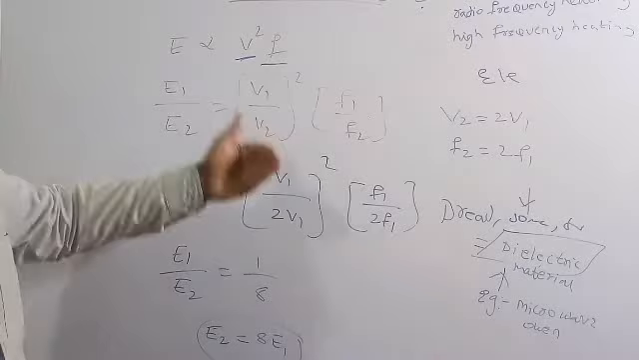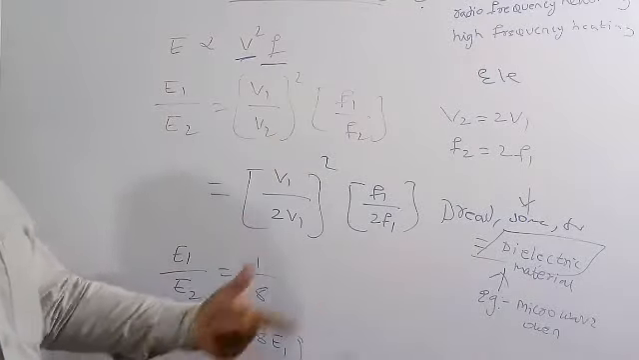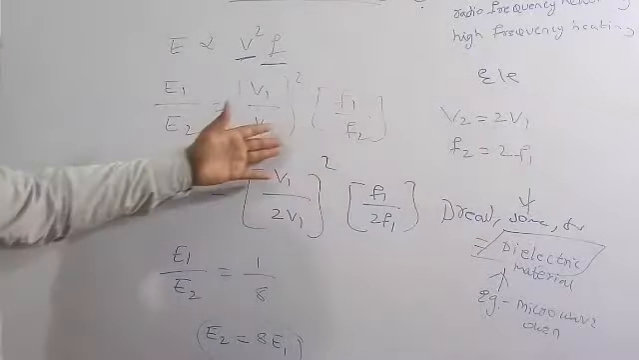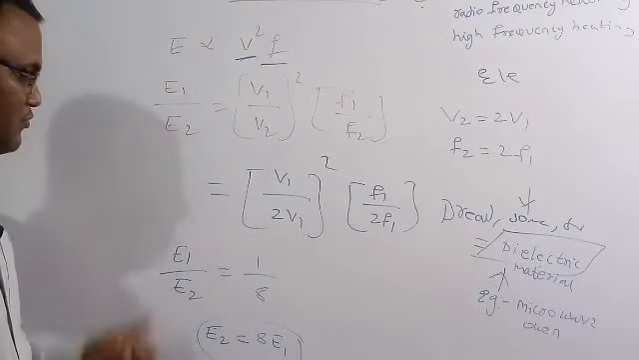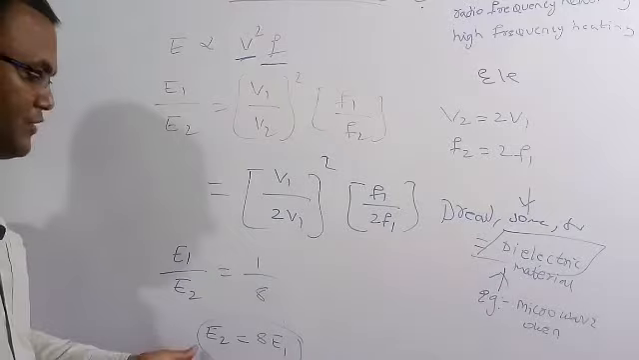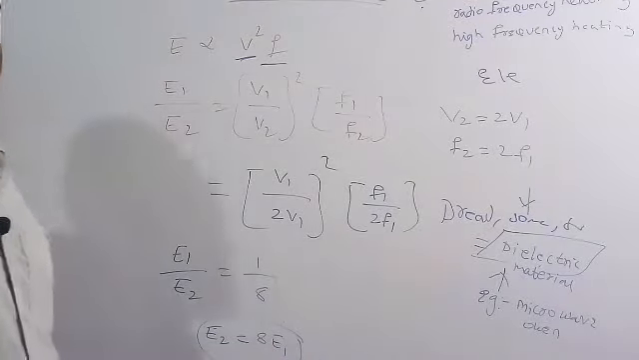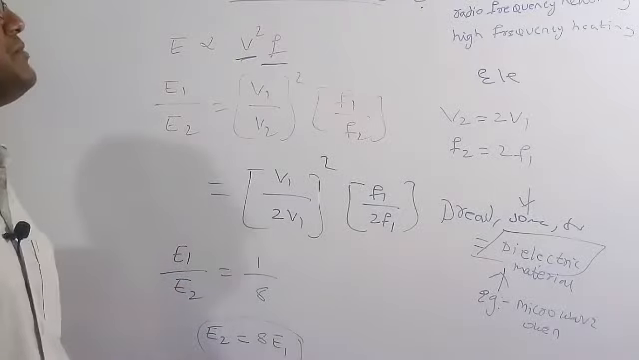But it is given that the voltage is increased twice and the frequency is also increased twice. So V2 is equal to 2 V1 and F2 is equal to 2 F1. Now I am going to substitute these values and simplify. Therefore E1 by E2 is equal to 1 by 8. So E2 is equal to 8 times E1, which means the energy now produced is 8 times the previous one.